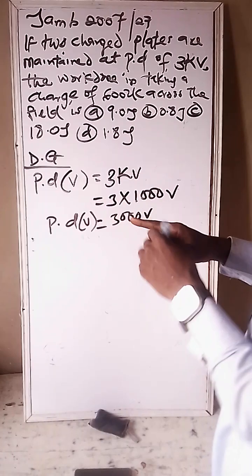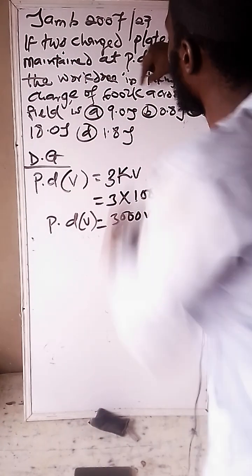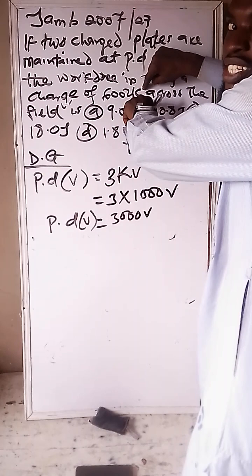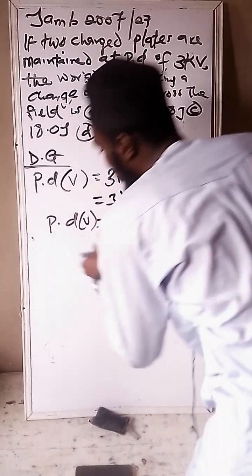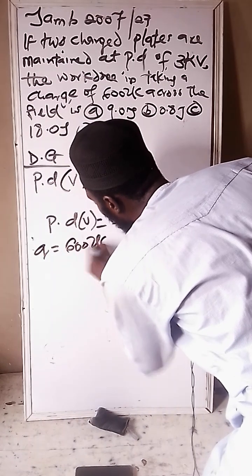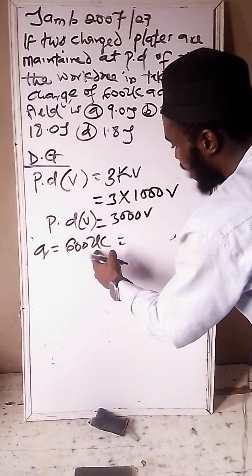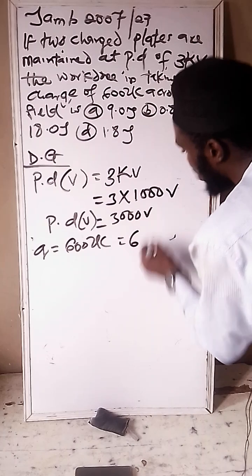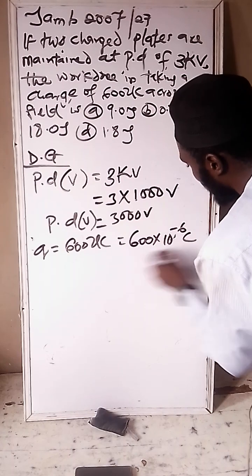The second one, what is that? The work done in taking a charge of, C, charge, even if they didn't signify charge. Check this SI unit, C. This is telling you that this particular parameter is what? Charge. What is the symbol for charge? Q equals 600 microcoulombs. I told you that you can't use microcoulombs. You have to convert it to coulomb by multiplying it by 10 raised to power minus 6. 600 times 10 raised to power minus 6. We will be left with C.